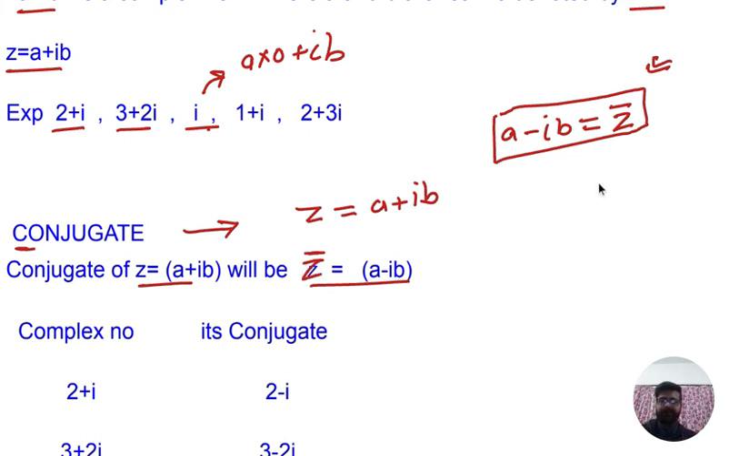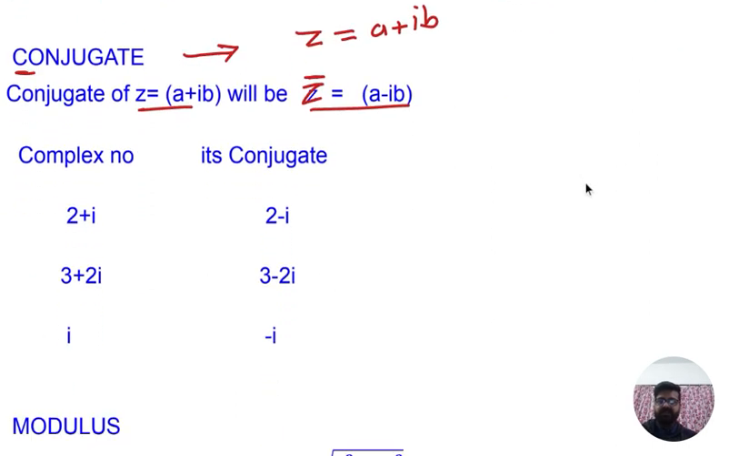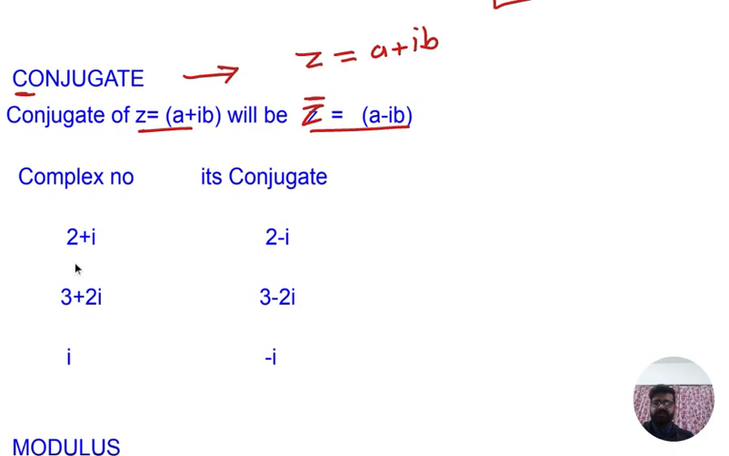So you can see here some examples of conjugate. This is a complex number and the conjugate of this complex number will be this, and the conjugate of this complex number will be this, and for this complex number the conjugate will be this.